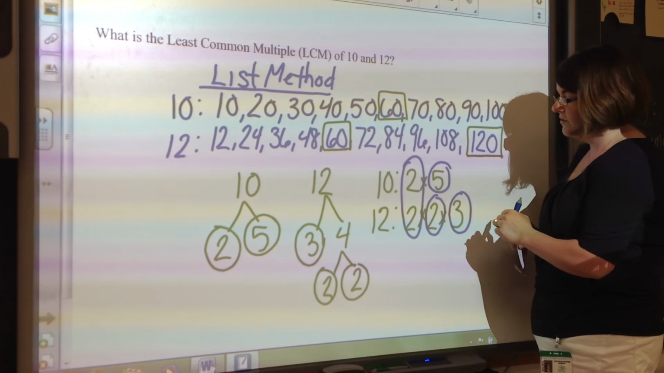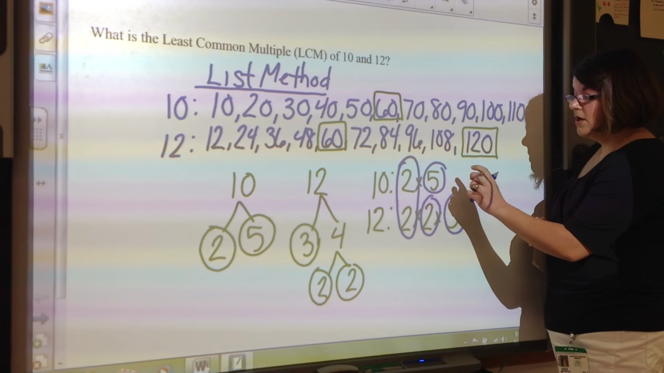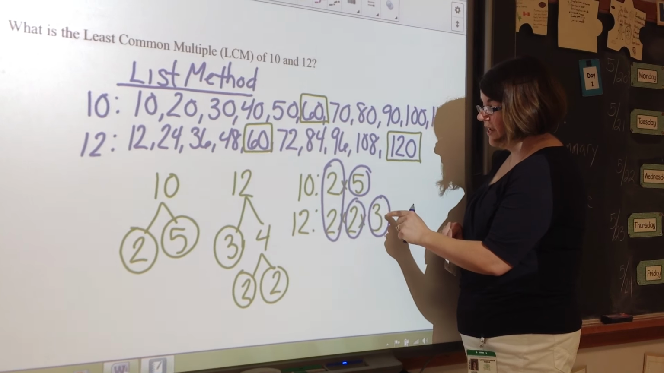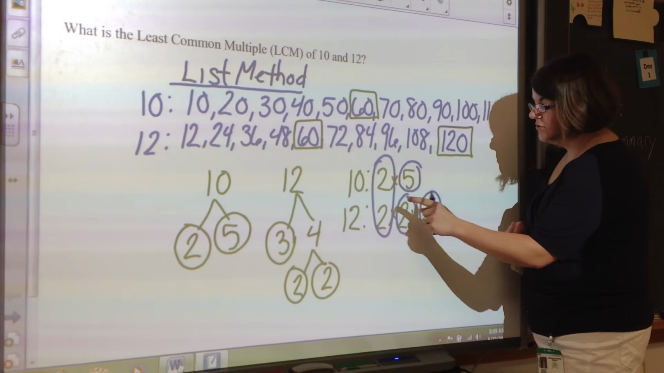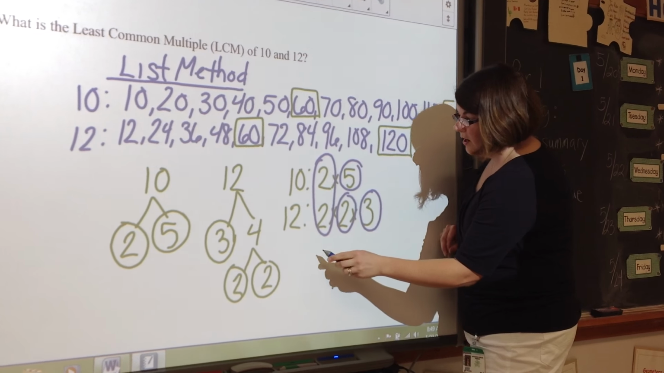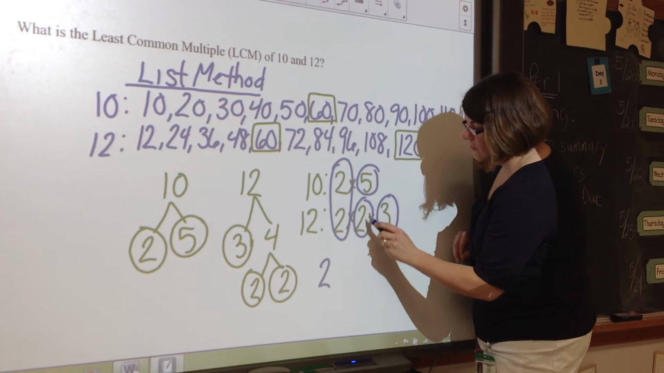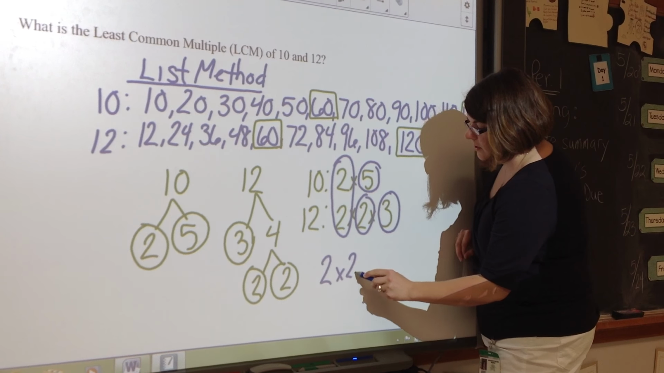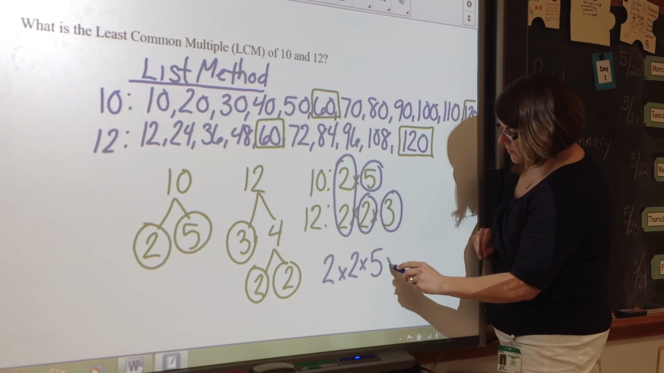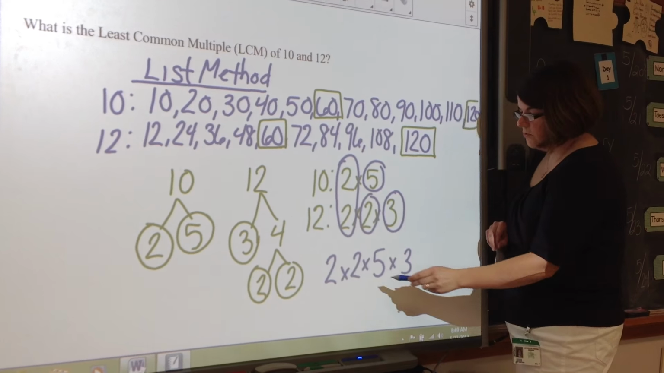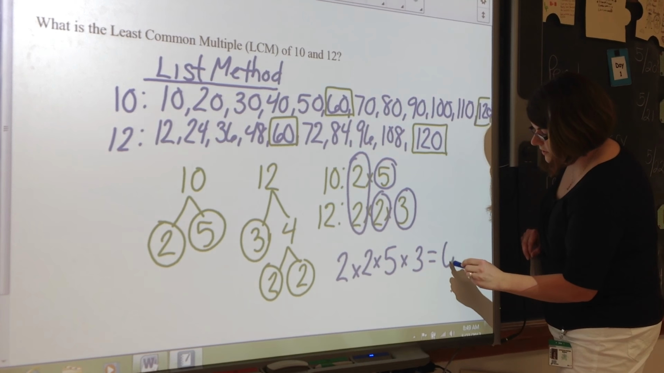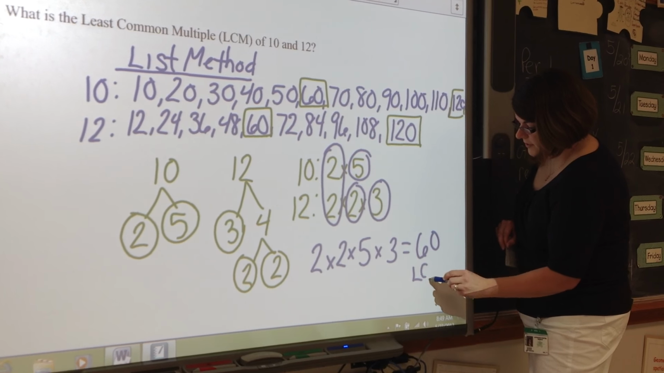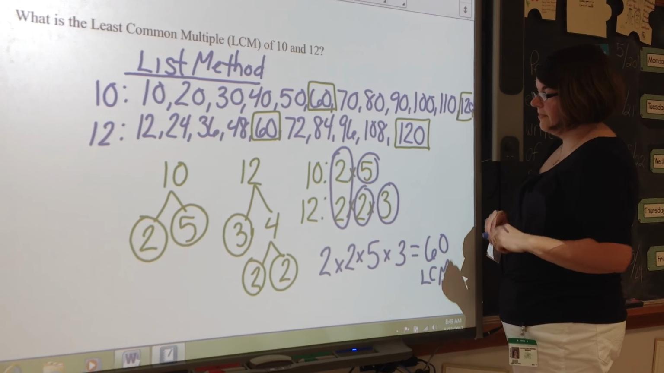So this is one of the differences: you also have to circle the numbers that are left behind that don't have a pair. With GCF, you only circle the pairs of numbers. Now you take one from each bubble. So we take a 2, we take another 2, we take a 5, and we take a 3. So we have 4 times 5, which is 20, and 20 times 3 gives you 60. So again, there's your LCM. It matches what we got with the other method.